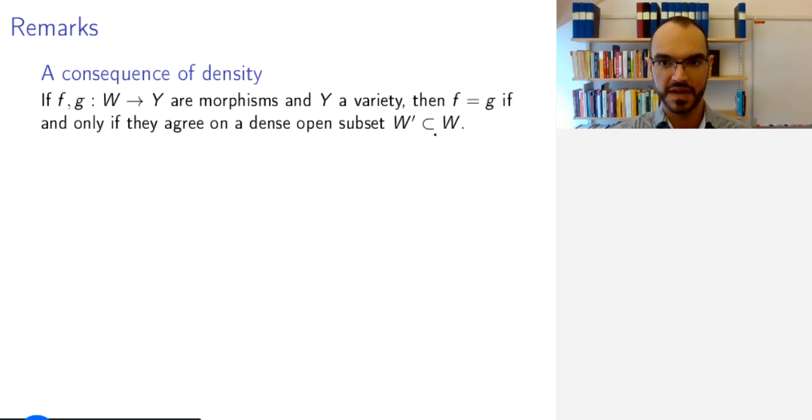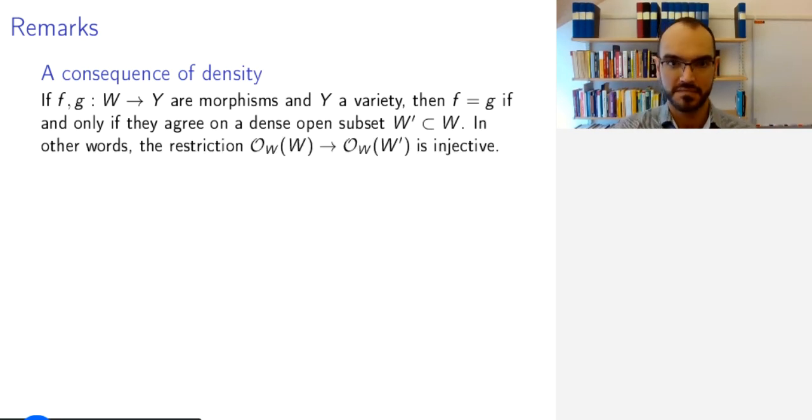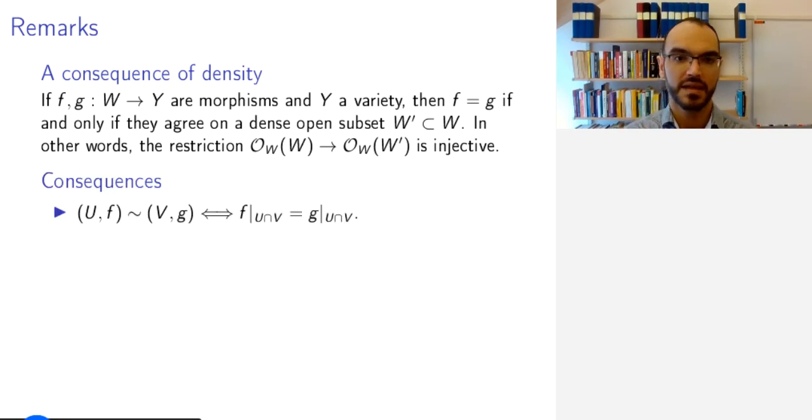This is what you would expect from a set that you want to call dense. One other way to phrase it is that the restriction from O(W) to O(W') is injective. This has some consequences. So remember, in our definition of rational maps, we had this equivalence relation. We said that (U, f) is equivalent to (V, g) if and only if, by definition, f and g agree on some dense open subset of the intersection. But because of this property, agreeing on a dense open subset of the intersection is equivalent to agreeing on the whole intersection.